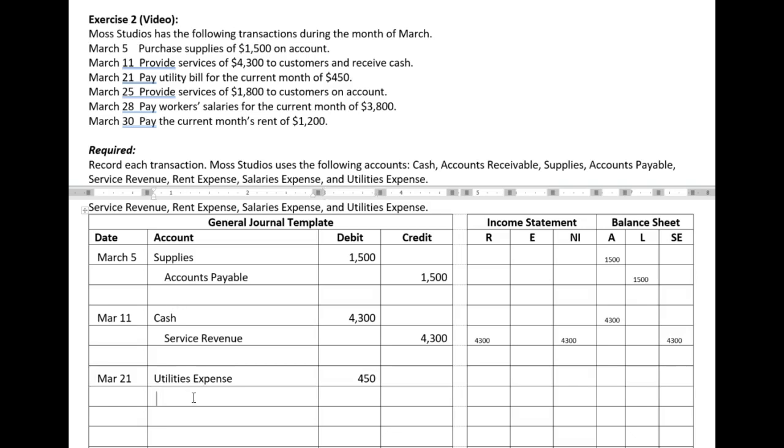Now, how did we pay for it? Did they bill us or did we actually pay it? Well, when it says the word pay, the only way we can pay is through cash. So our cash is going down. So we're going to go in and we're going to credit cash for $450.